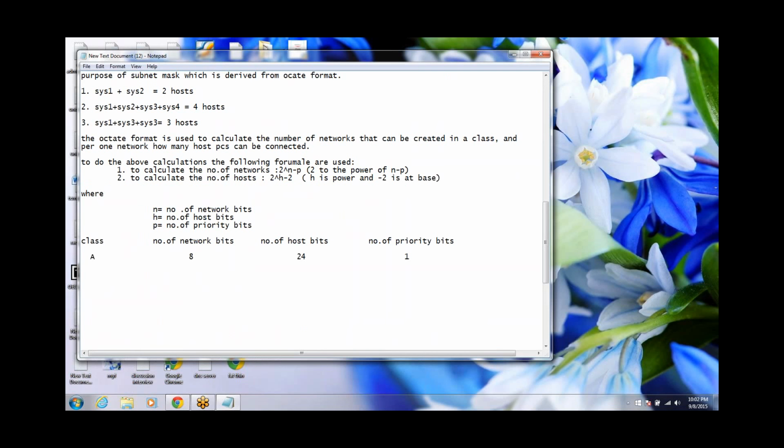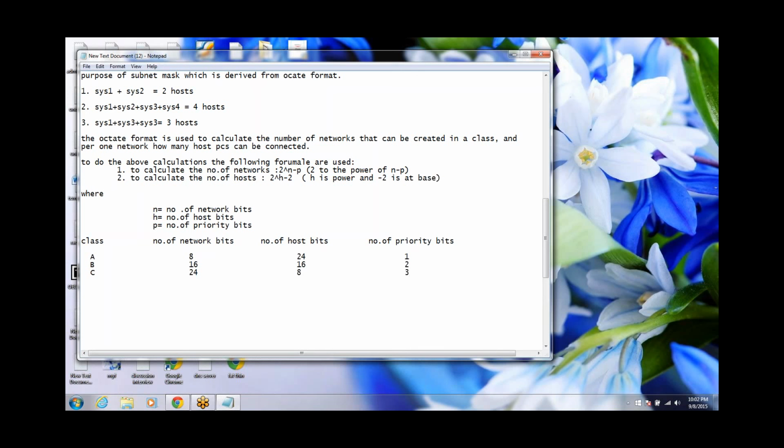And for class B, the number of network bits is 16, the number of host bits is 16, and the number of priority bits is 2. For class C, the number of network bits is 24, the number of host bits is 8, and the number of priority bits is 3. Now simply substitute these values in those formulas.